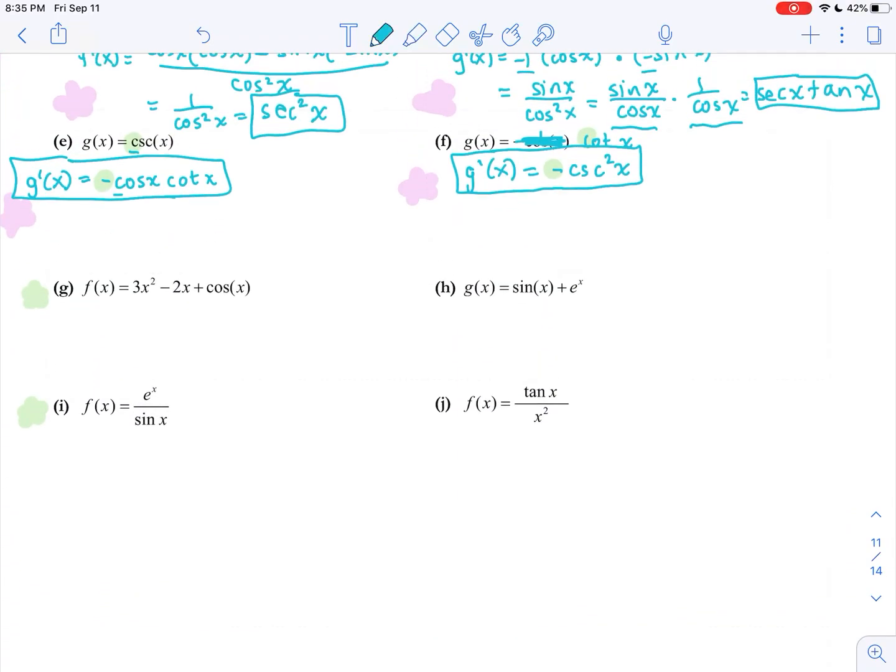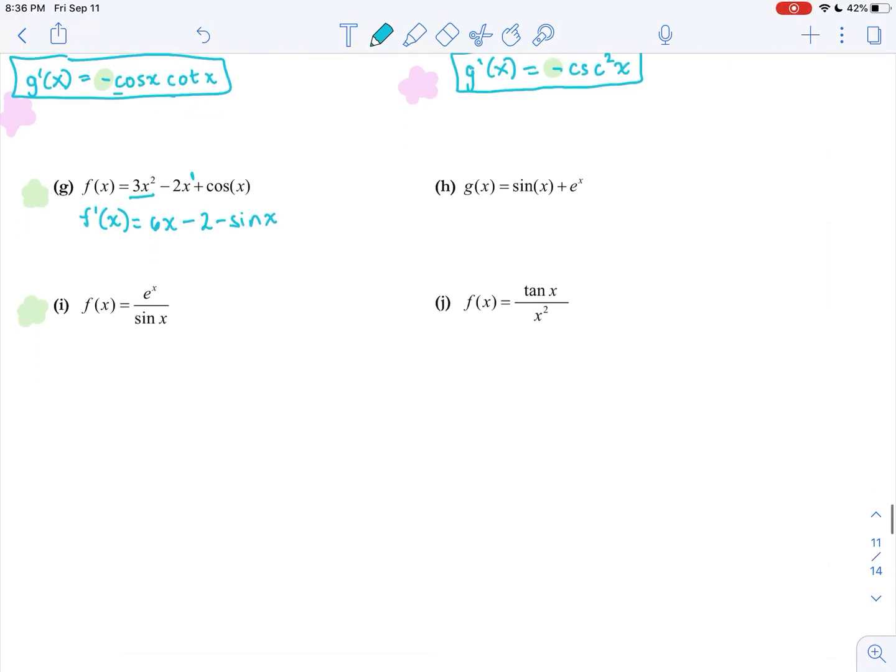So as a refresher, why don't you guys hit pause and then do G. So f prime of x here, power rule on the first one, 2 times 3 is 6, deduct the squared by 1, so then you have 6x minus 2 times the exponent, so minus 2. X to the 0 power is just 1, so whenever you're taking a derivative with 1 as the exponent, you're left with a constant. And then the derivative of cosine is negative sine of x.